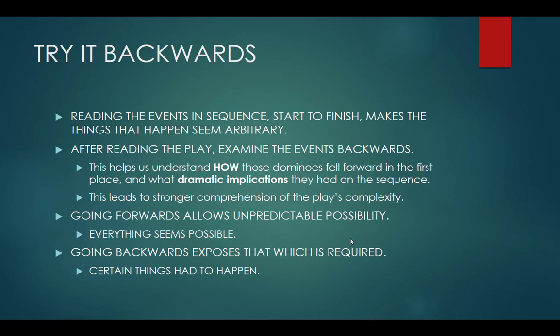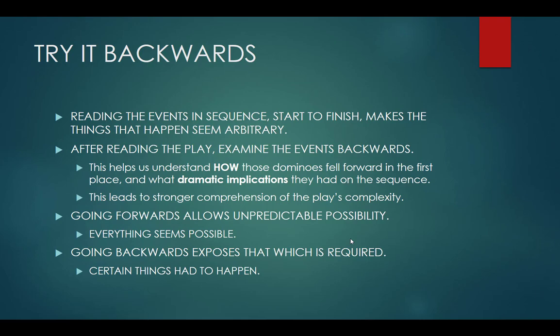That can sometimes make things that happen seem kind of arbitrary. You're following along with the story, something happens and then something happens, and okay. Why did any of that have to happen? We don't necessarily know. It's just the thing that happened in chronology, in time order. But after you've read the play and you start to examine these things backwards, you can look very closely at how each of those dominoes fell forward in the first place.